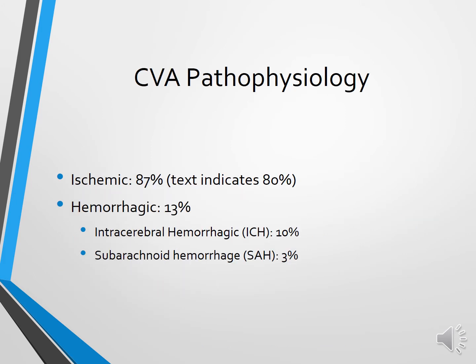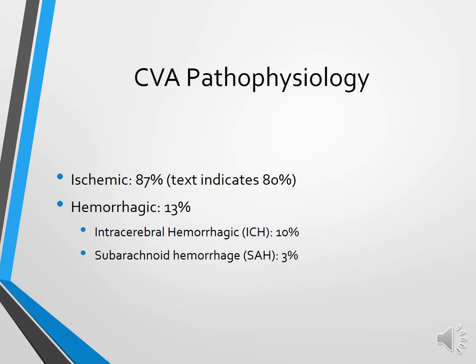So let's look into the actual pathophysiology of CVA. You can split them into ischemic or hemorrhagic, and by far the most common is going to be ischemic. The 2018 update from the document that I posted on the PowerPoint says that ischemic strokes make up about 87%. Your textbook's going to indicate 80%. That's not going to be a trick quiz question or anything. The big key here is that by far the vast majority of strokes are going to be ischemic.